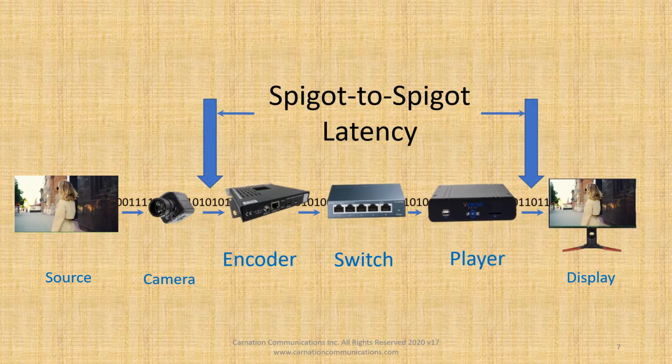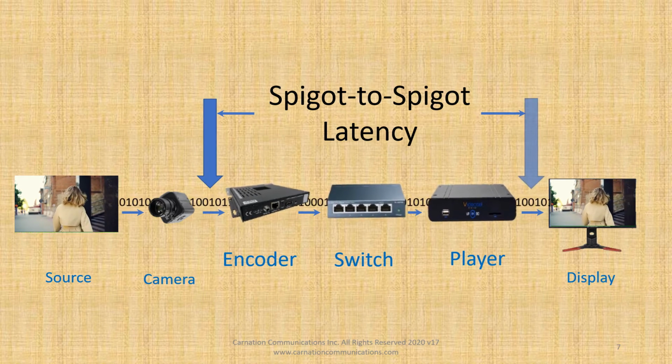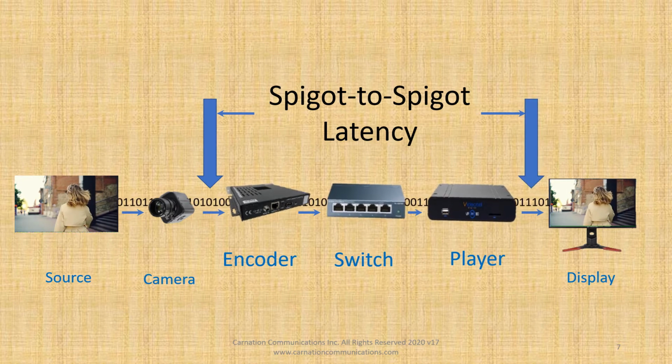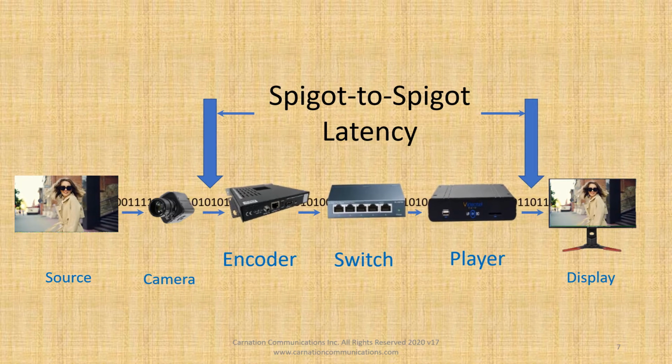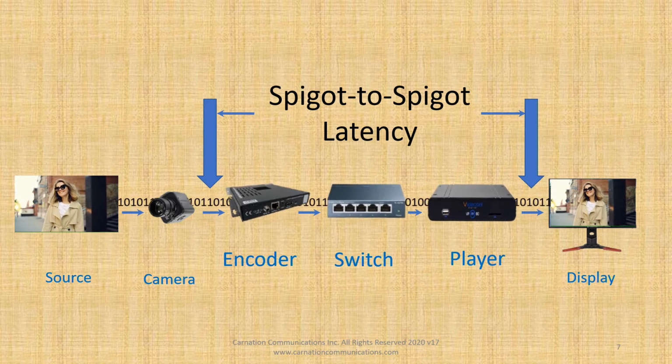Spigot-to-spigot latency. Given that the camera and the display are application specific, a more appropriate way to define the latency would be to measure from just after the camera to just before the display. The approach now taken is to measure the delay of the data from when it is handed off into the encoder to the output of the decoder, thus the term spigot to spigot.